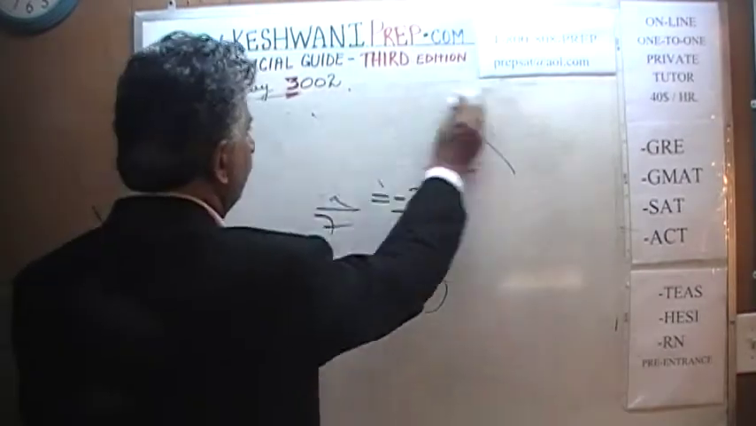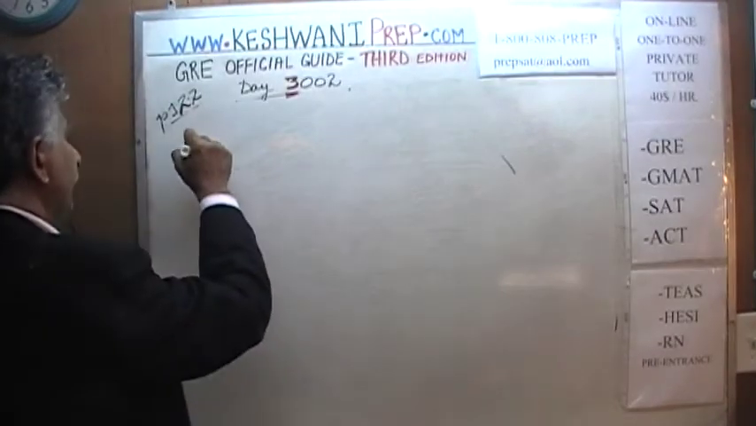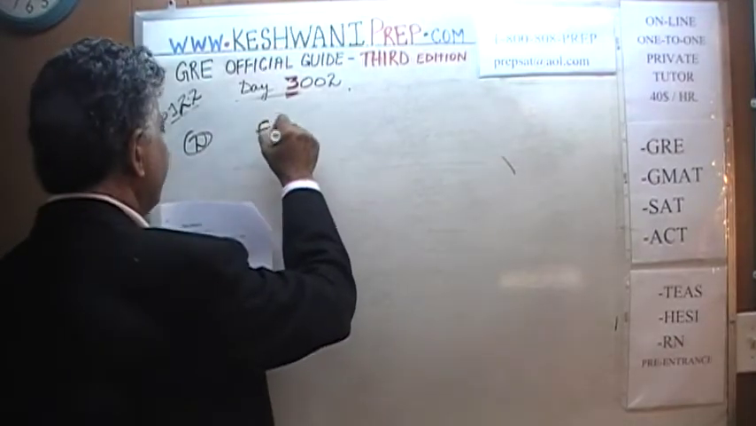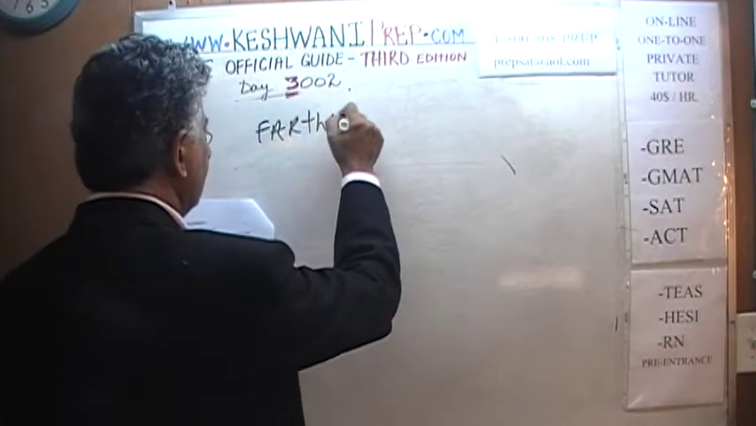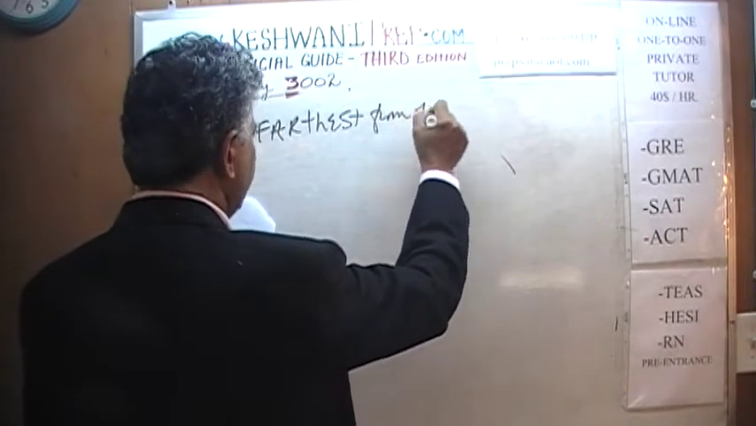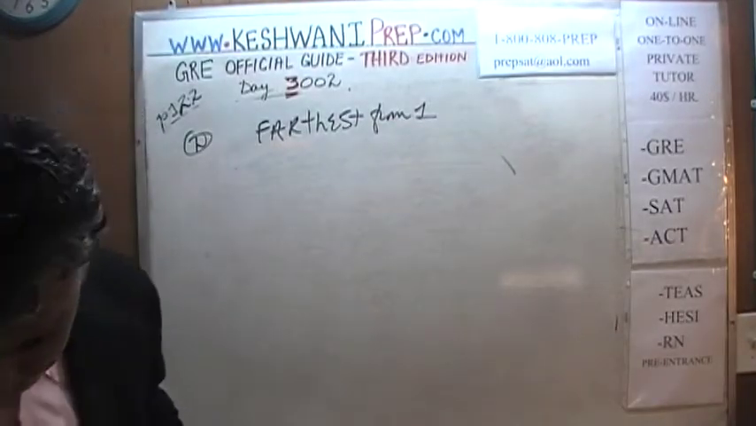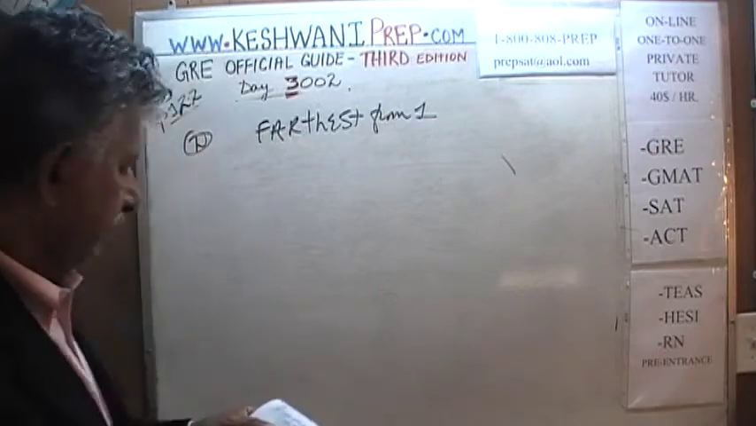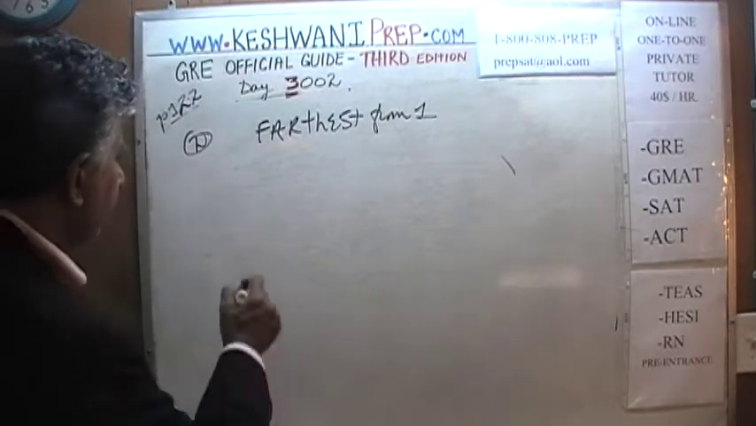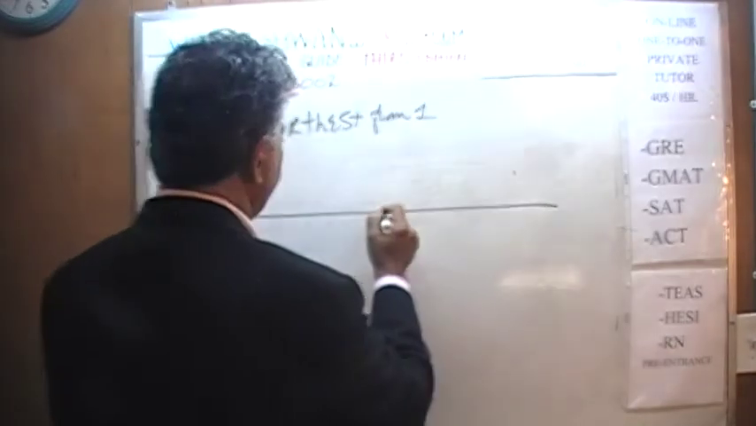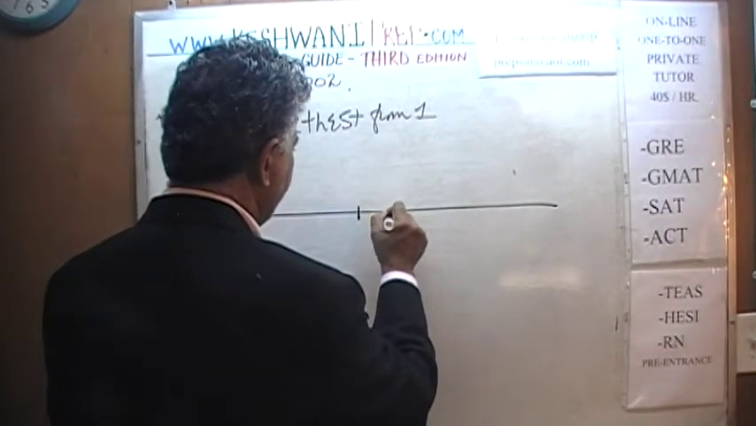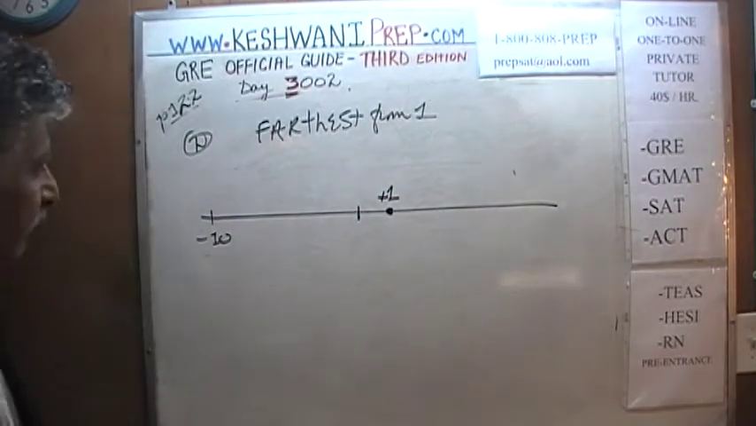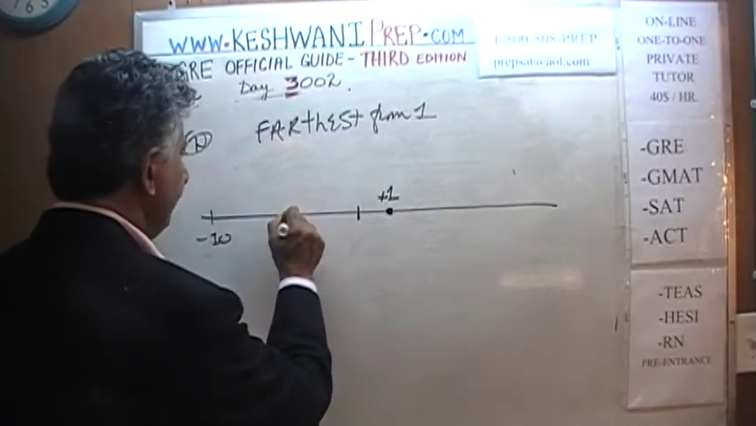So the next one, number 2, on the same page. It says, which point is the farthest from 1? Which of the following numbers is farthest from 1 on a number line? The first one they give us is negative 10. Well, let's put it here. So here is our 0, and here is our point of reference, 1. We're going to put this on the top. Here's the negative 10, that's going to go there. The next one they give us is negative 5. Negative 5 is going to be somewhere here.